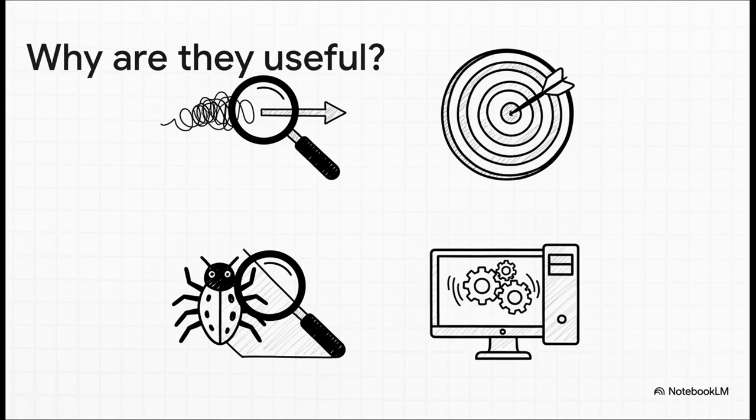Okay, so why are they so useful? Well, a trace table forces you to see how your program is actually flowing, not just how you think it's flowing. It is the ultimate tool for testing your logic and hunting down those annoying errors, because you get to see exactly what the computer is doing step by step.